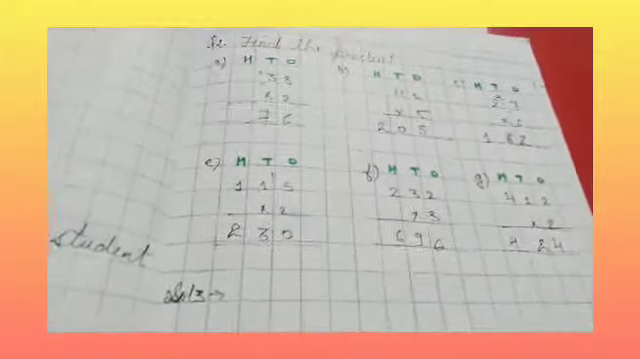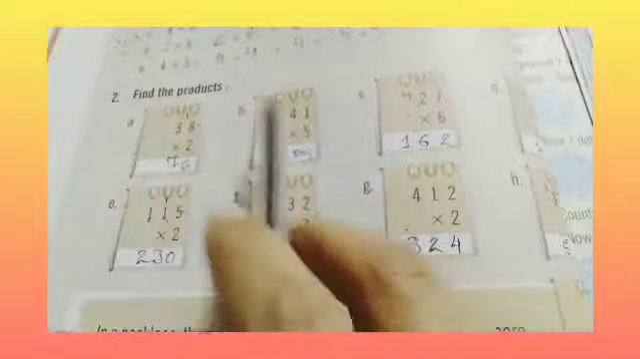So answer is 824. Now children, we have done part A, B, C, E, F, G in our classwork. Part D is for your homework. Part H is for your homework. And homework you have to do in your homework copy.